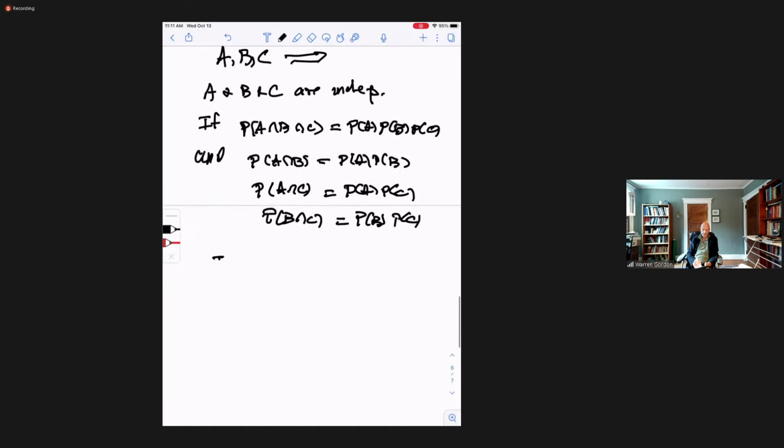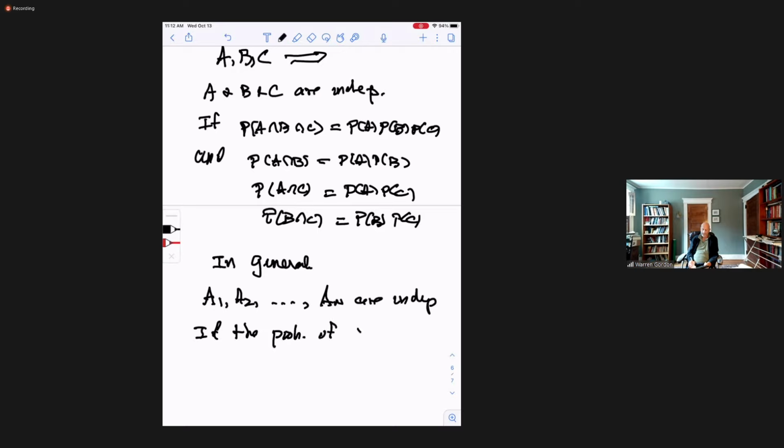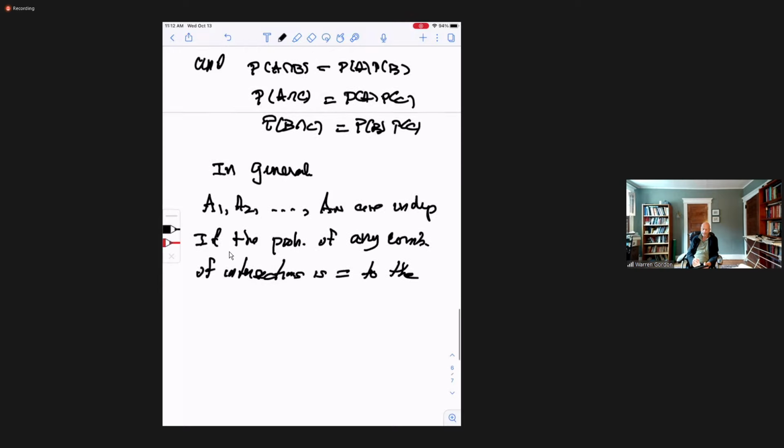And in general, A1, A2, up through A sub n are independent if, let's say it differently, if the probability of any combination of intersections is equal to the product of the probabilities.